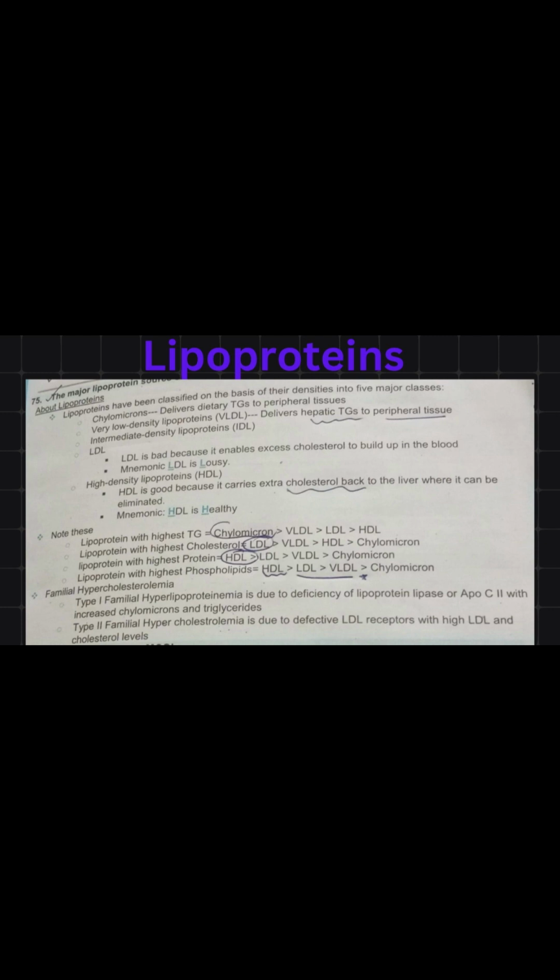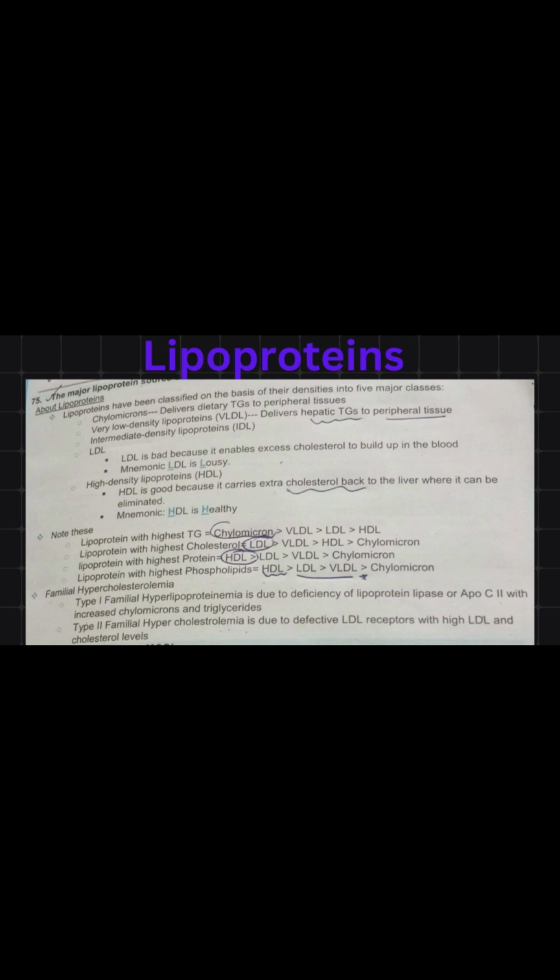Whereas the highest triglyceride is present in the chylomicron because chylomicron is responsible to deliver dietary triglyceride to the peripheral tissues, right? Whereas very low density lipoprotein deliver the hepatic triglyceride to the peripheral tissues. This is the only difference, the chylomicron is going to carry the dietary triglyceride, whereas the hepatic triglyceride are carried by the very low density lipoproteins.